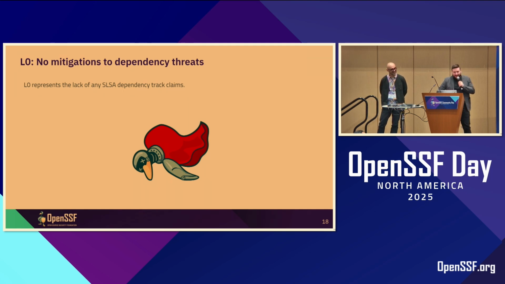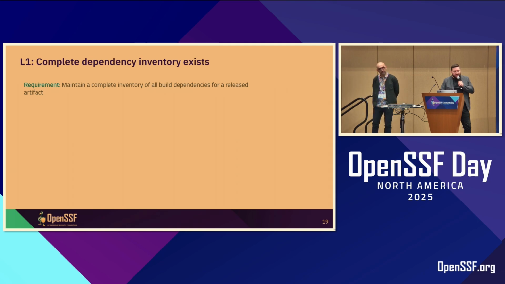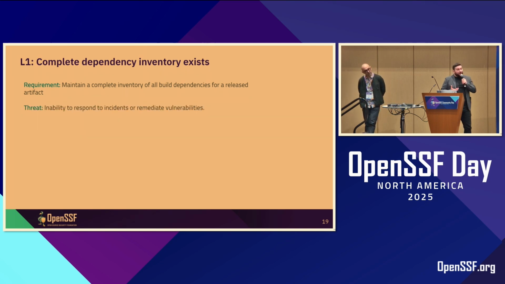So really the fun starts at level 1. And this is really a bare bones ground layer for everything that happens afterwards, which is having a complete inventory. So really the requirement is to maintain an inventory of the dependencies that are in your project or in the artifact that you're going to be distributing.